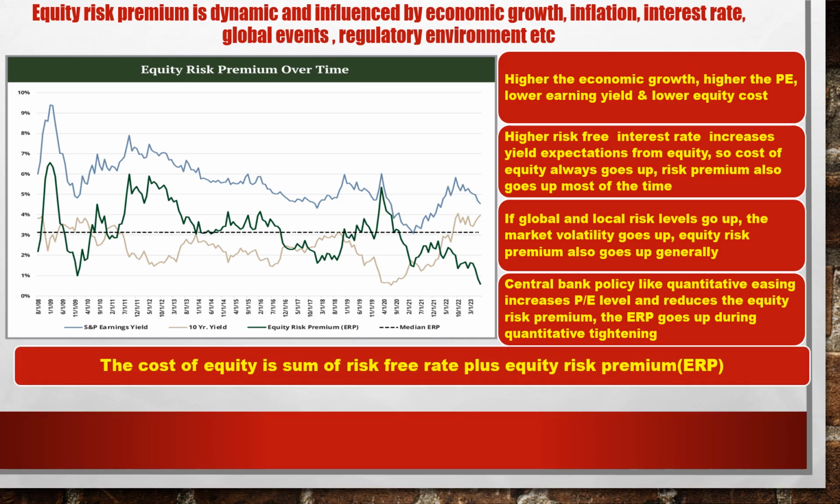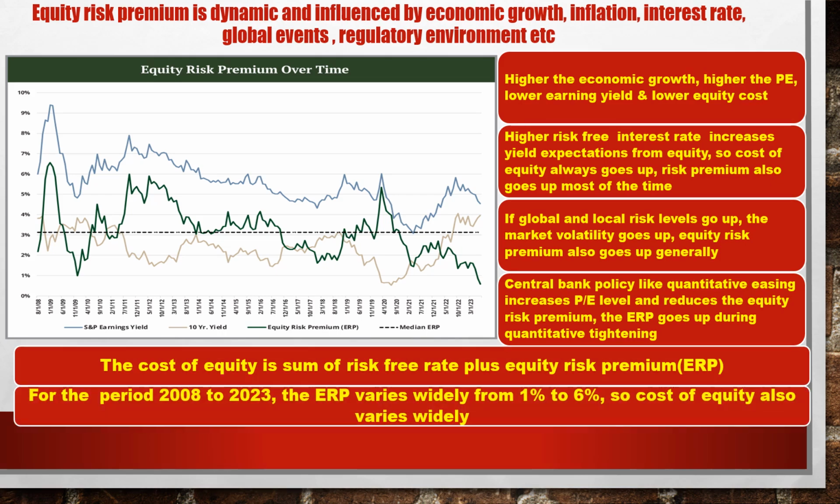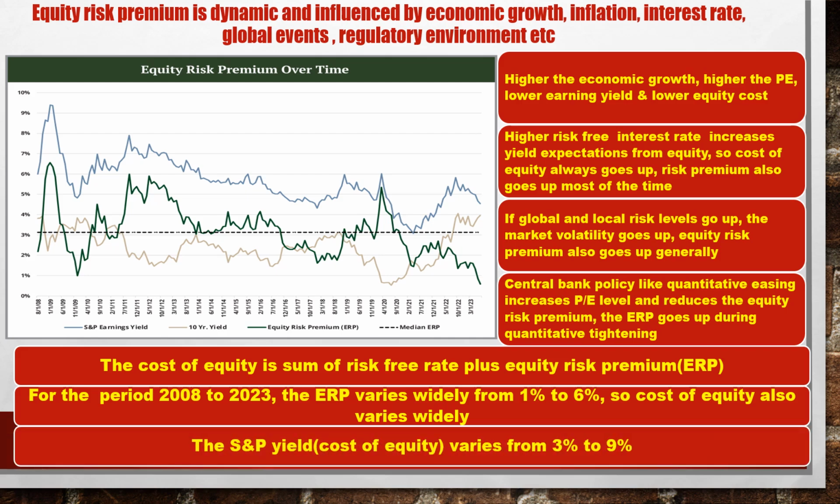The cost of equity is the sum of the risk-free return plus the equity risk premium. For the period 2008 to 2023, the ERP varies widely from 1 to 6%. So the cost of equity also varies widely. With the Standard & Poor's yield, the cost of equity varies from 3% to 9%.